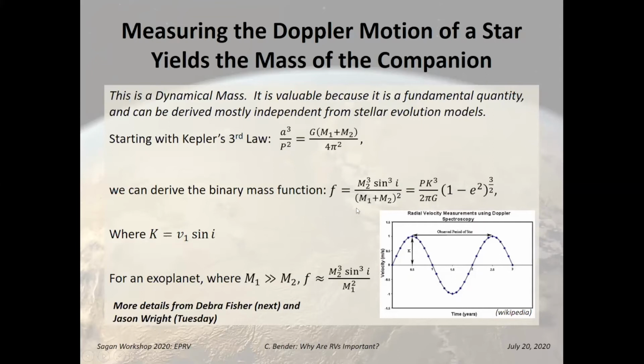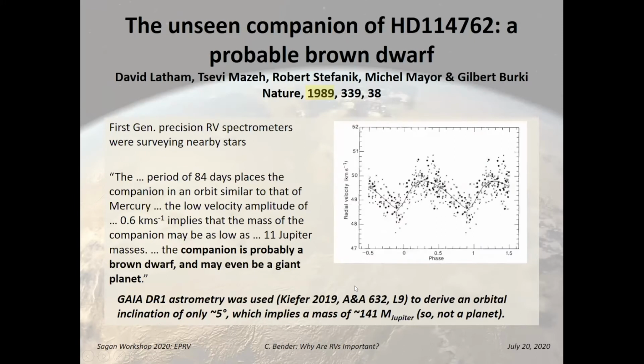This inclination term is important. It's hard to measure. It's impossible to measure with radial velocities. And so it's difficult to disentangle the mass of the planet from the inclination. This simplifies a little bit for planets. This is the general form for binary stars. It simplifies for planets a little bit because the mass of the planet is irrelevant relative to the mass of the star. All right. So let's move forward a little bit in the history lesson to 1989.